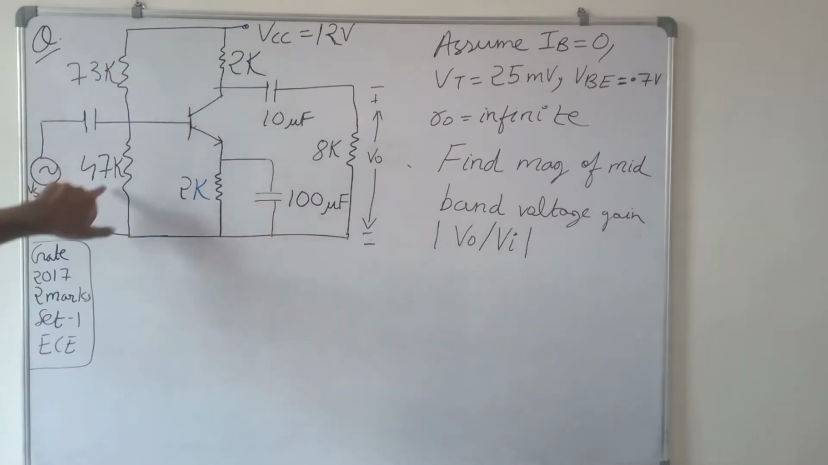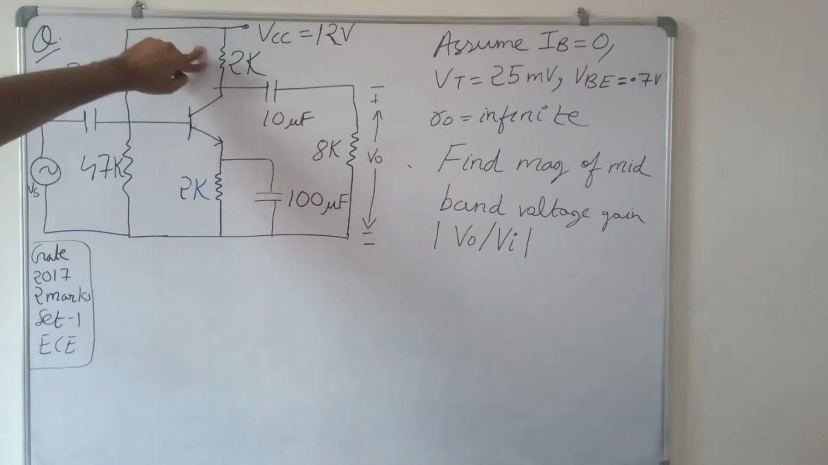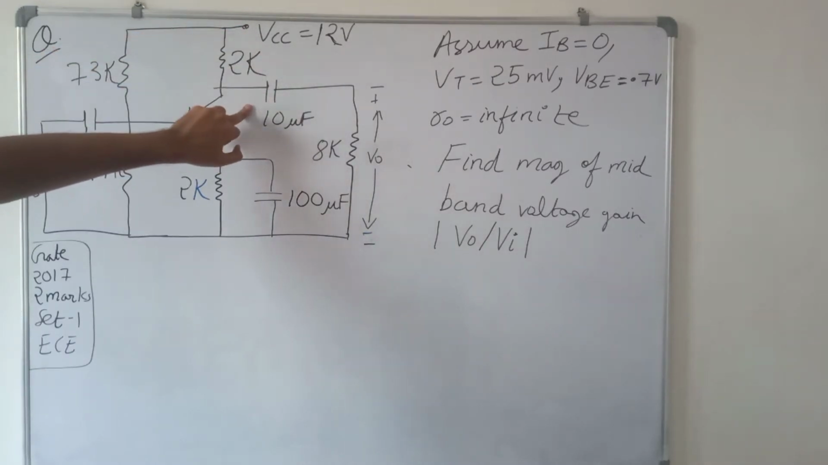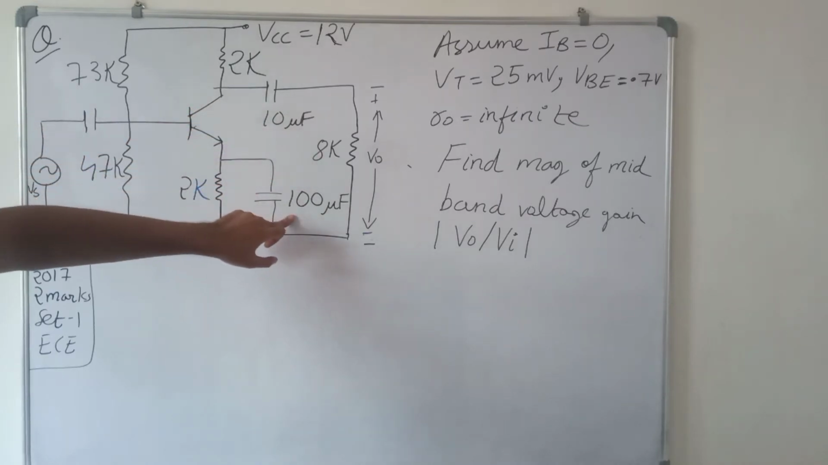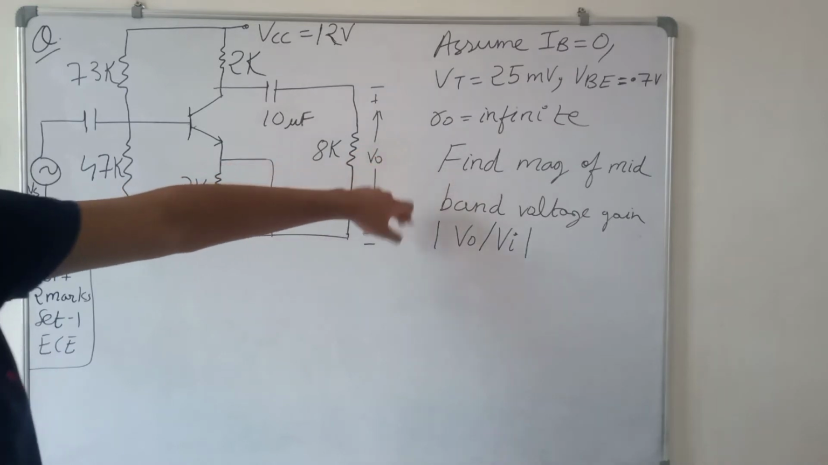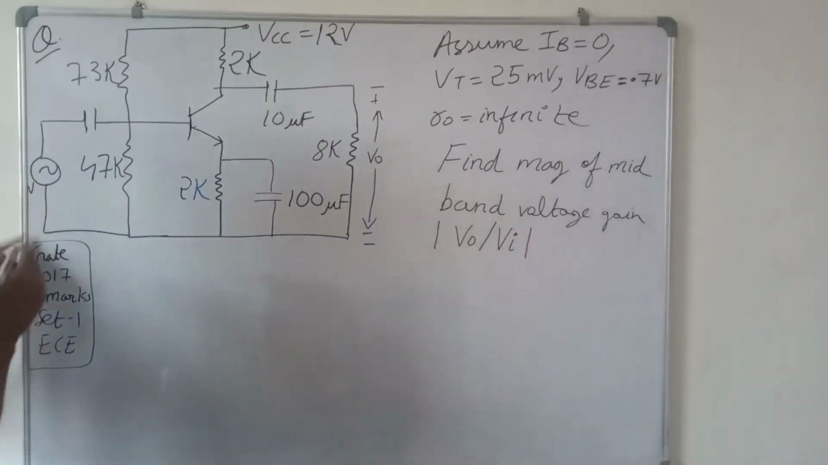This is 73K, this is 47K. This emitter resistance is 2K. This capacitor resistance is 2K. DC supply VCC is 12 volt. This is the coupling capacitor, 10 microfarad. This is the emitter capacitor, 100 microfarad, and this is the load resistance, 8K, and output voltage is taken across V0. This is the input voltage Vi.